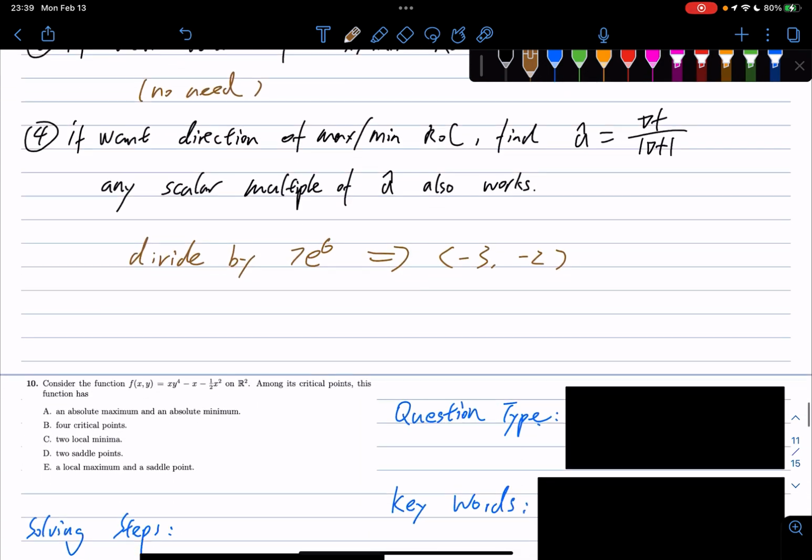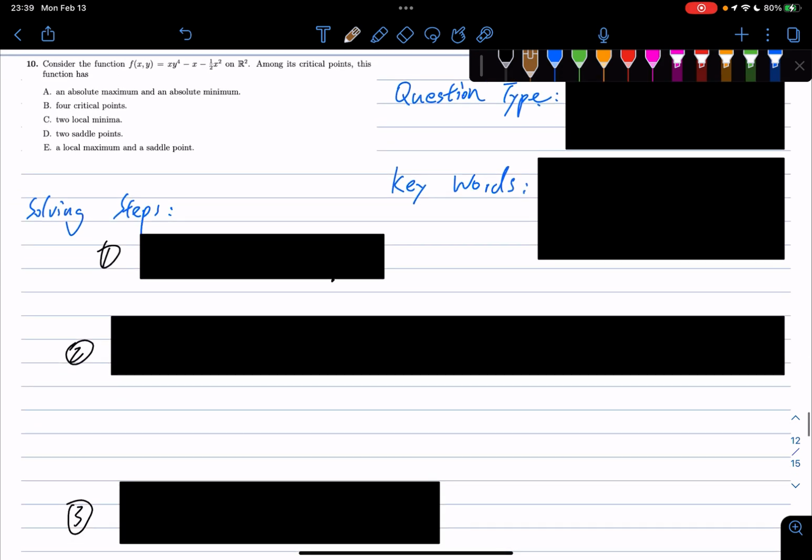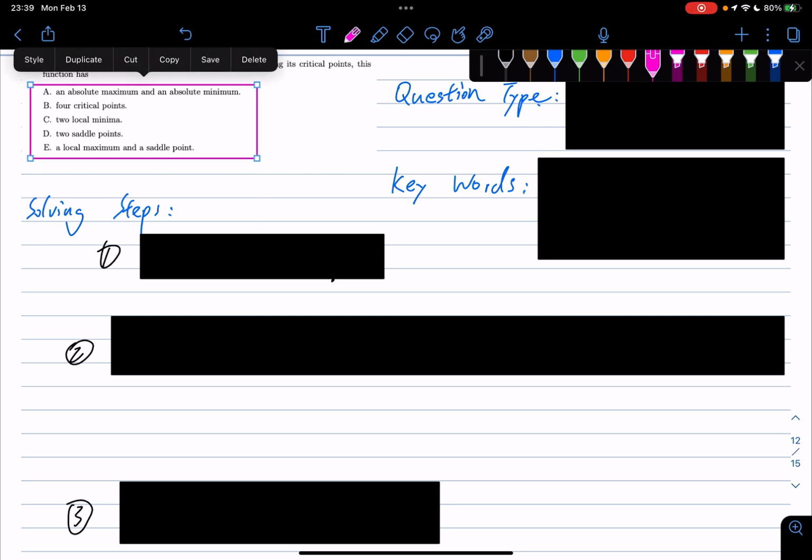So, question number 10. Consider the function defined on R squared. Among its critical points, this function has something, right? So, this is an Extrema problem. I think everybody agrees with that, because if you read the answer choices, they say a lot about maximum, minimum, right? These are Extrema quantities. So by reading the answer choices, you can figure that out.